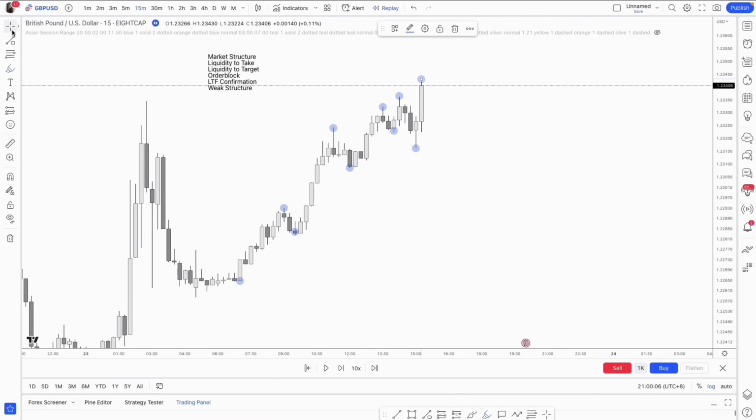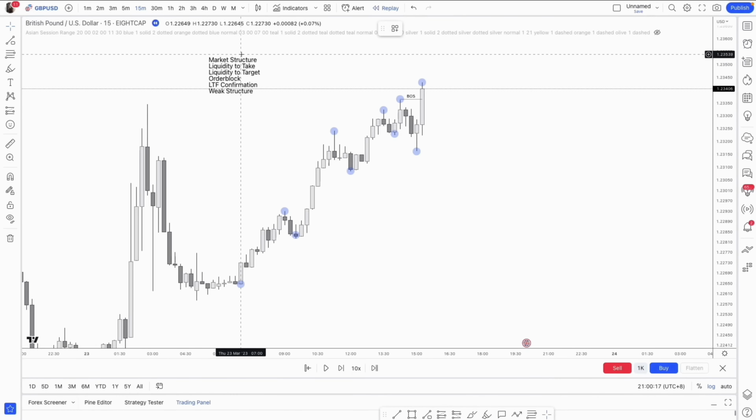So we know now that we are bullish. We are trading from this low right here and this high right here. And the break of structure comes from here. So that is our break of structure to the upside. So step one, understanding market structure.